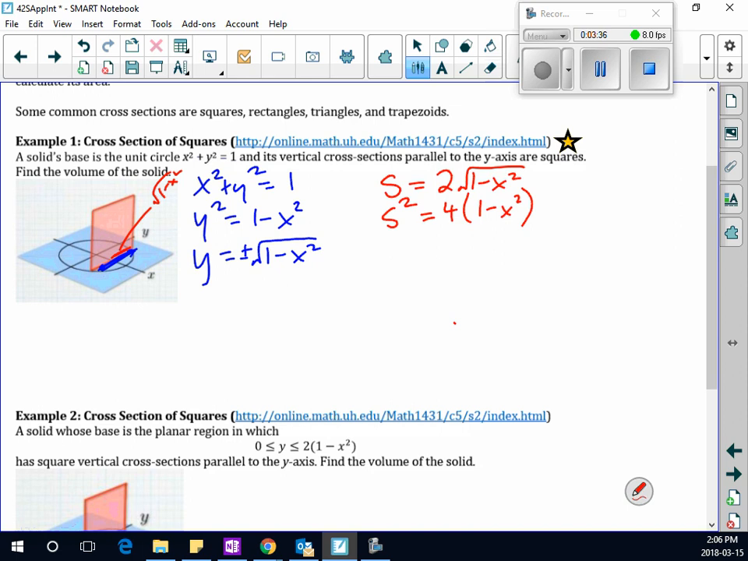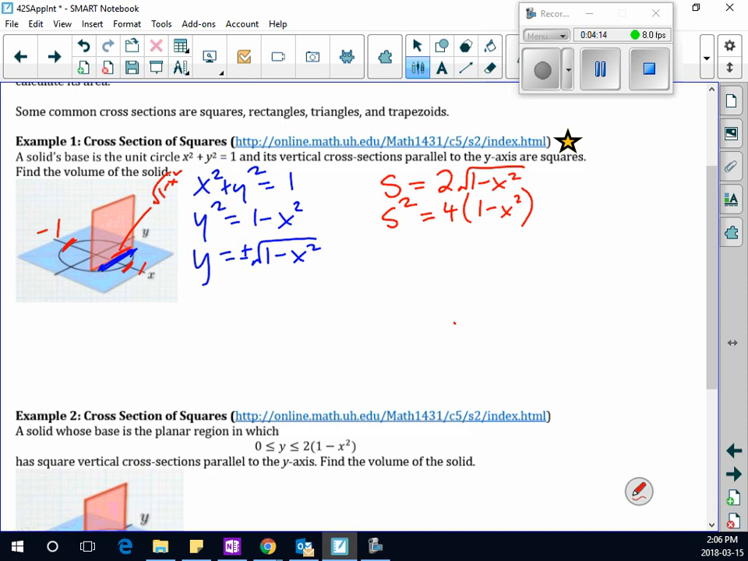Okay, so now I have the area of one slice. Does everybody understand that? Now I need to figure out how far I'm stacking them. I'm starting from here to here, so I need to figure out what that is. Here's the thing, this is a unit circle. That should be a clue. It is 1 and negative 1. So we're just supposed to know that?